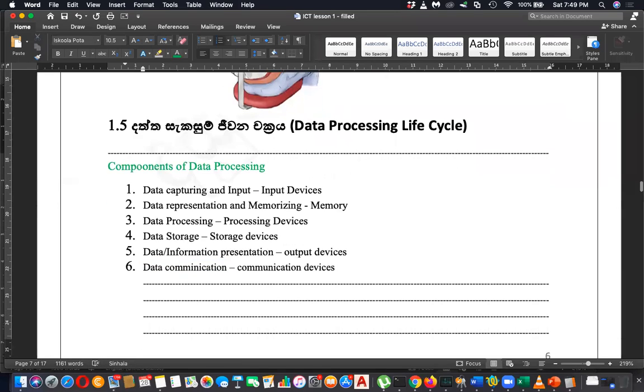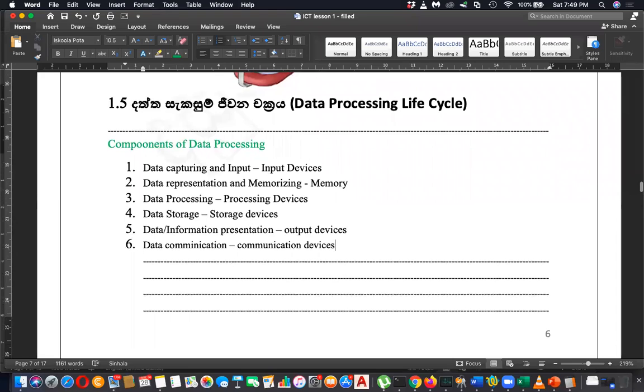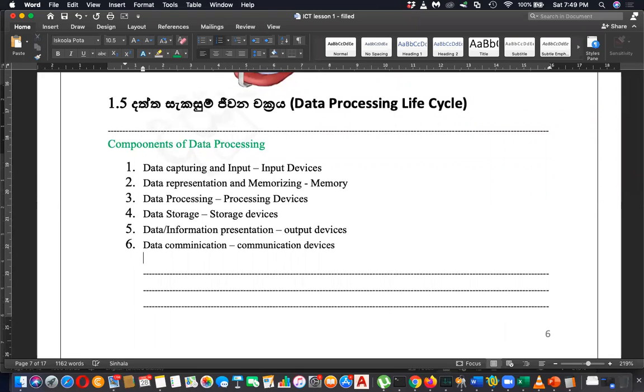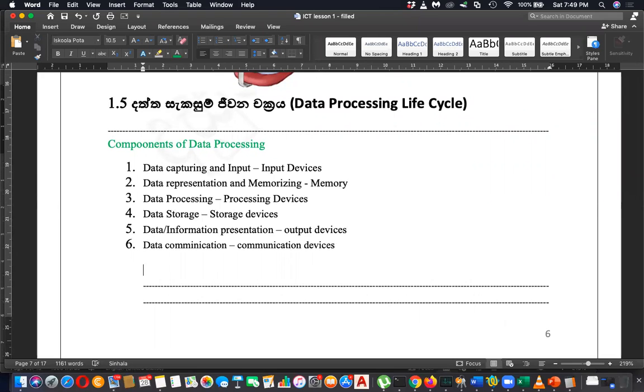Okay, so that is the data processing life cycle, basically what we do in it. These are the components of data processing. Can you please write this down?